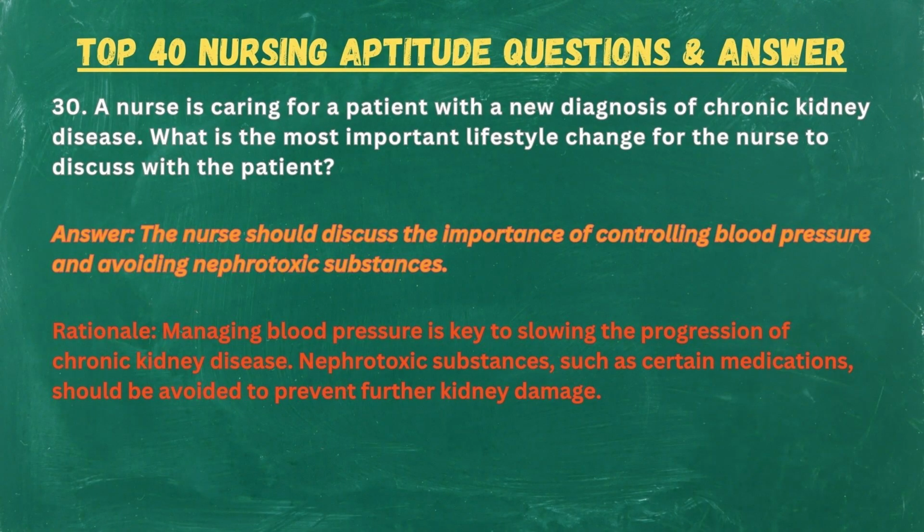30. A nurse is caring for a patient with a new diagnosis of chronic kidney disease. What is the most important lifestyle change for the nurse to discuss with the patient? Answer. The nurse should discuss the importance of controlling blood pressure and avoiding nephrotoxic substances. Rationale. Managing blood pressure is key to slowing the progression of chronic kidney disease. Nephrotoxic substances, such as certain medications, should be avoided to prevent further kidney damage.